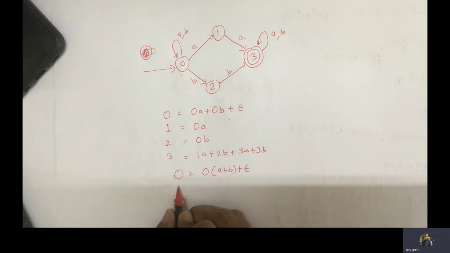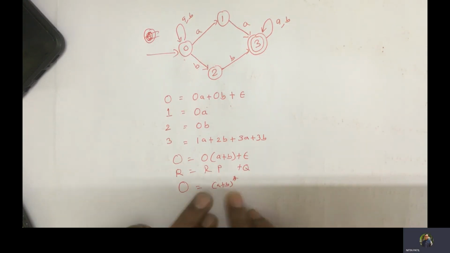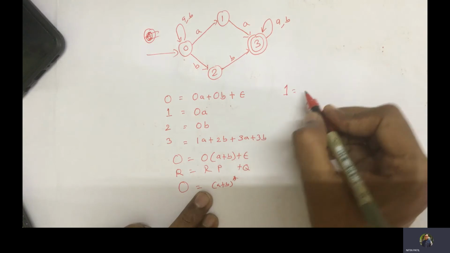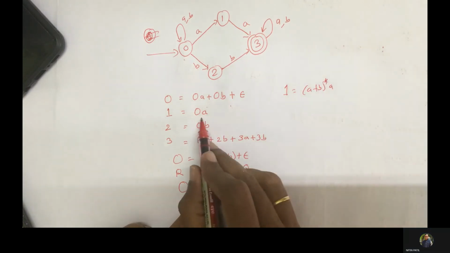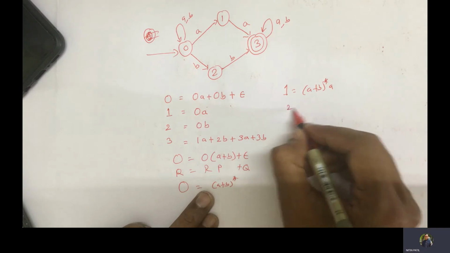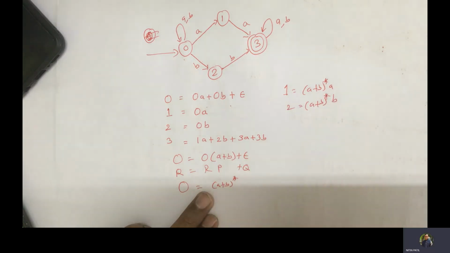So this is in the similar form, R equal to Q plus RP. So we will write this as (A plus B) star. Fine. So 0 is replaced by (A plus B) star. So ultimately 1 becomes what? (A plus B) star A, correct? And 2 becomes (A plus B) star B.